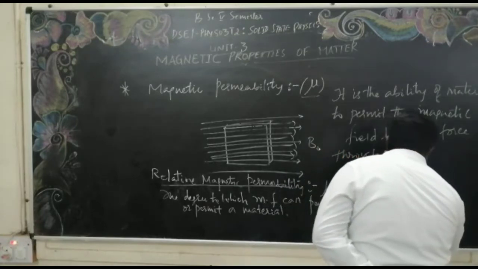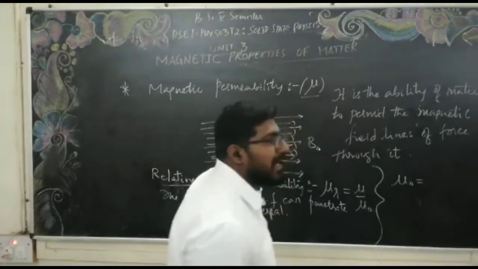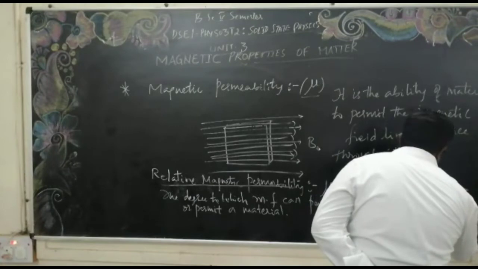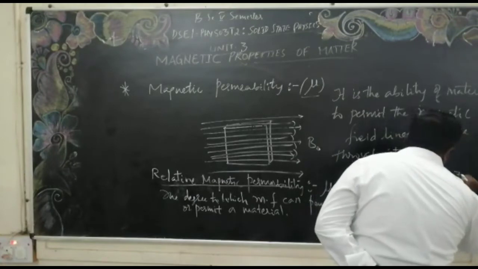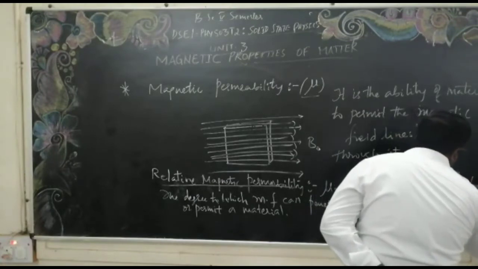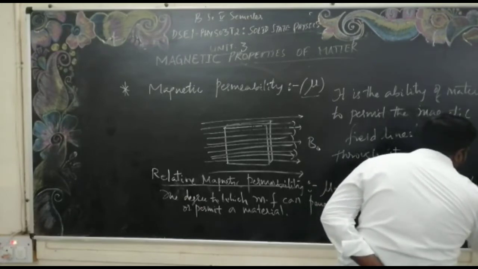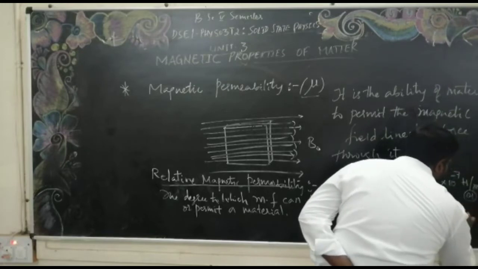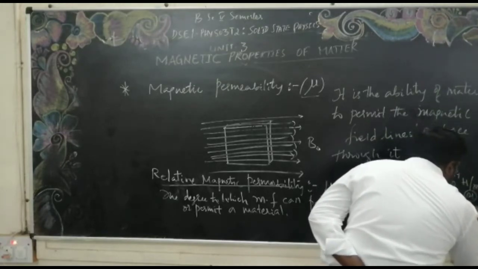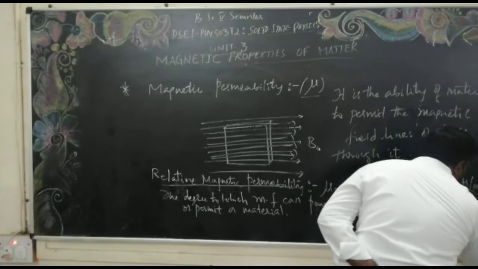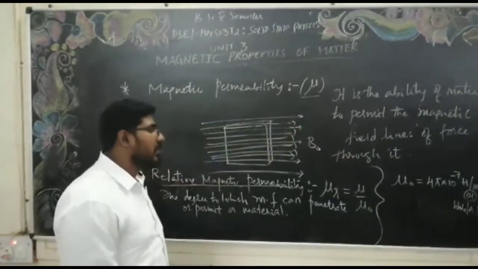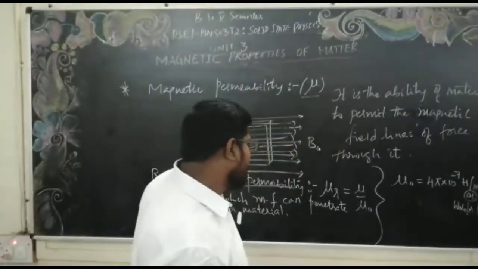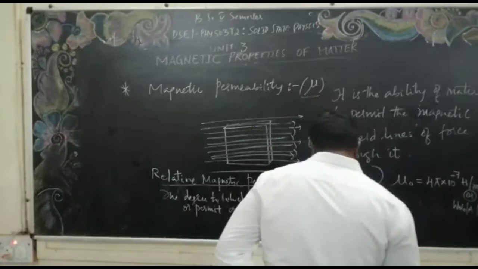What do you mean by mu naught? As I told you, this is the magnetic permeability of free space. This is actually a constant, 4 pi into 10 to the power of minus 7 henry per meter, or you can say per ampere per meter. This constant mu naught is the permeability of free space.